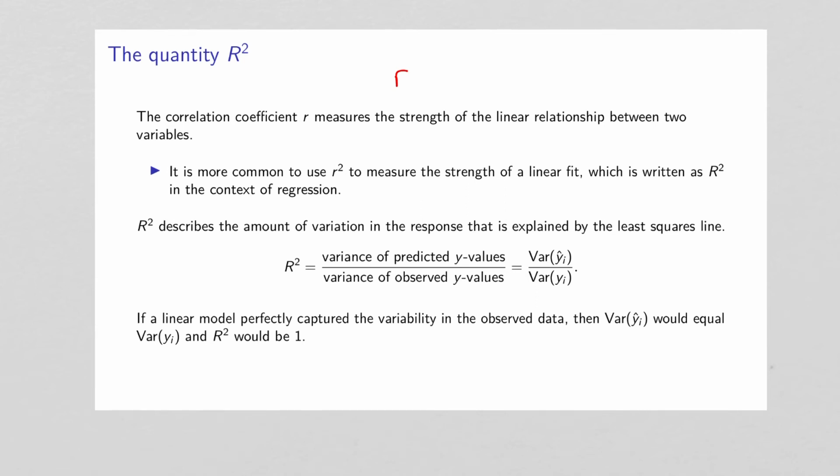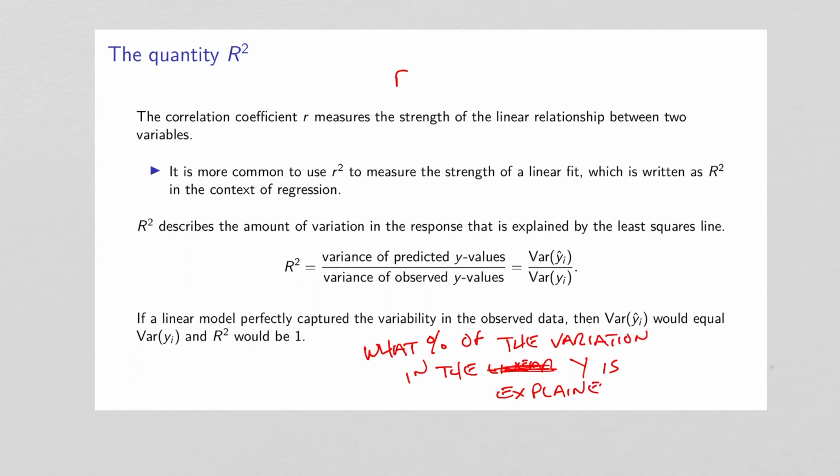Okay, so one question that I might ask you is, what percentage of the variation in the linear regression, or the variation in Y, is explained by an R squared of 0.79? And the answer is 79%.